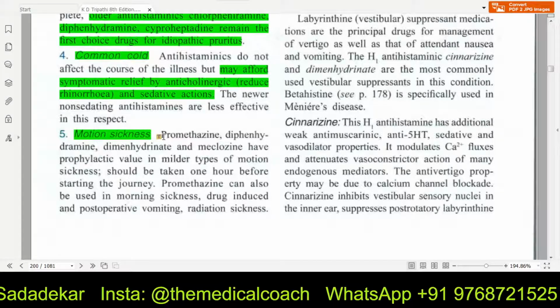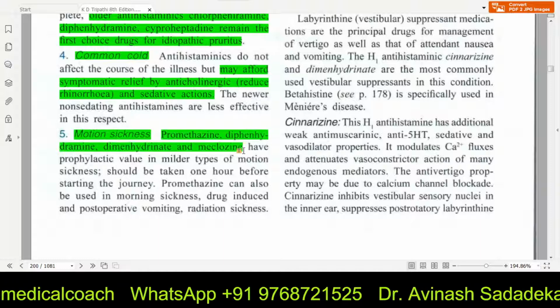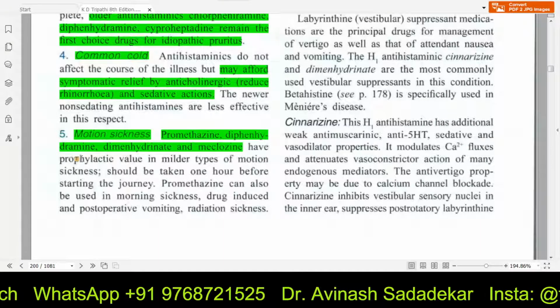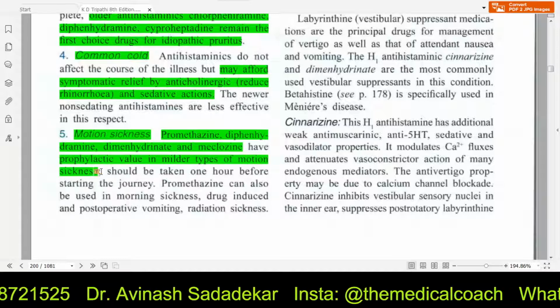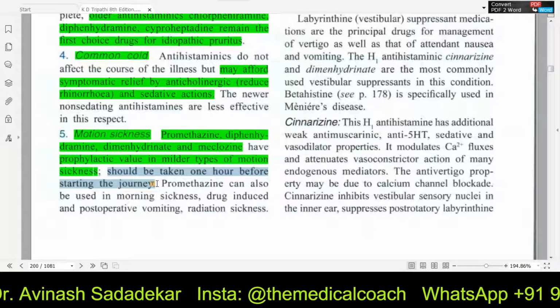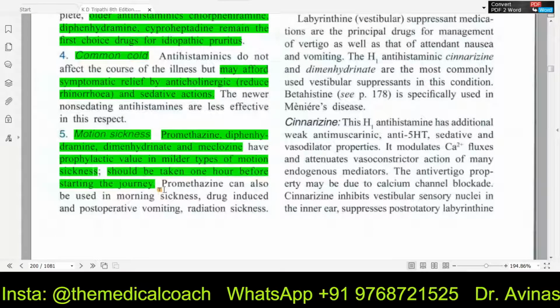You can give them in motion sickness: promethazine, diphenhydramine, dimenhydrinate, meclizine. We have done this in some other chapter. Prophylactic value in milder types of motion sickness. Remember to take these medicines at least 1 hour before journey. Once that feeling of nausea sets in, it cannot be stopped.